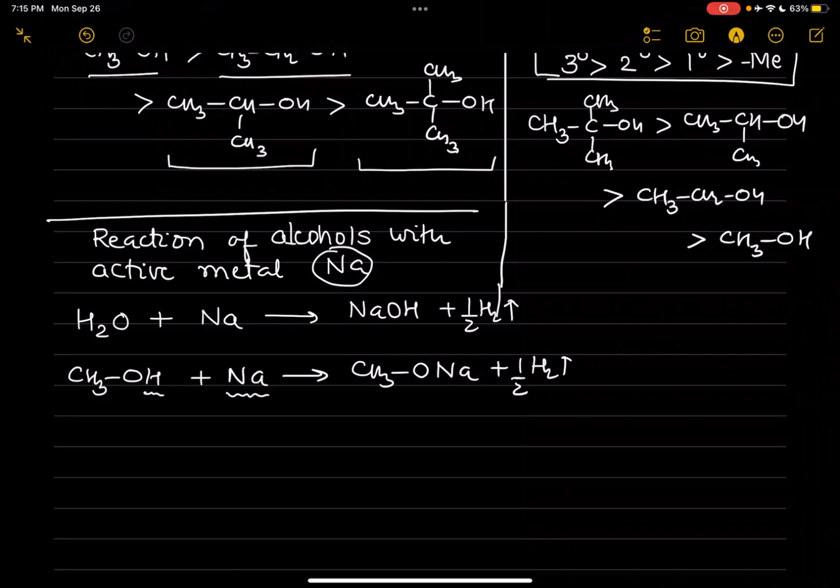Clear? Yes, sir. So it's type 1 reaction, right? Yeah, it's type 1 reaction. Exactly.